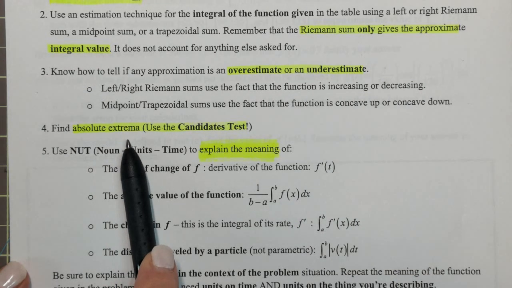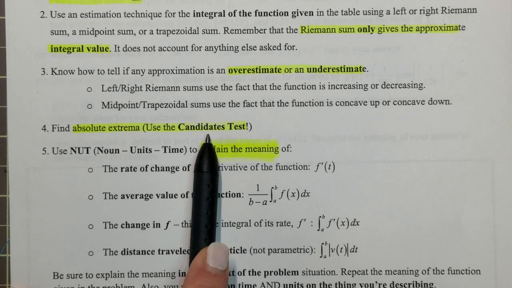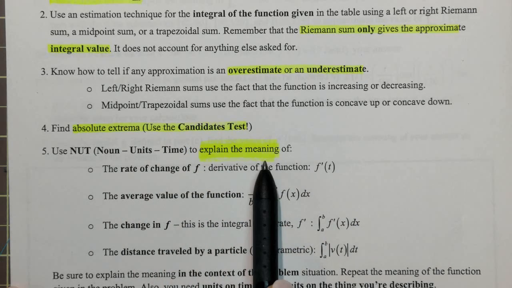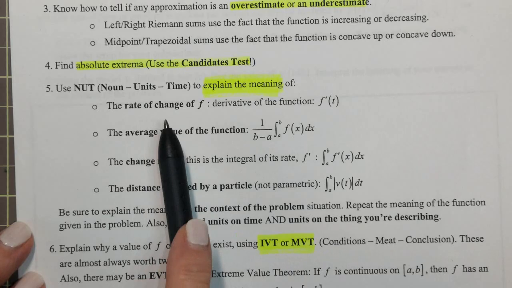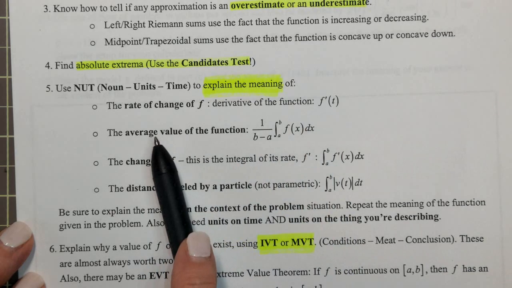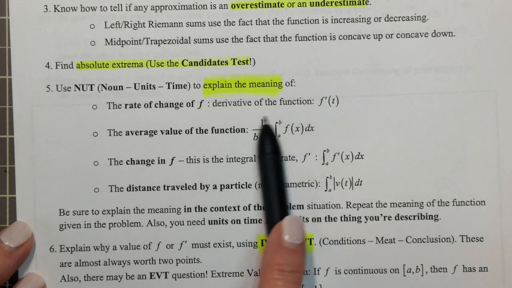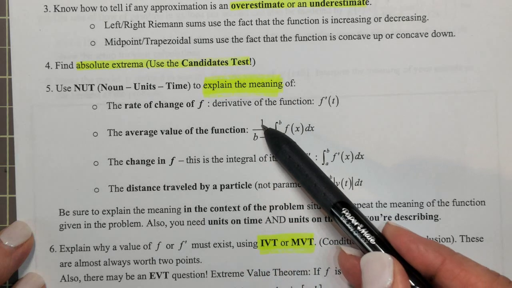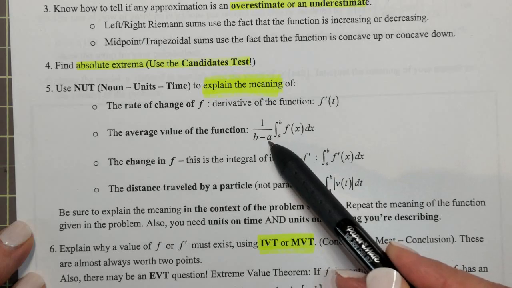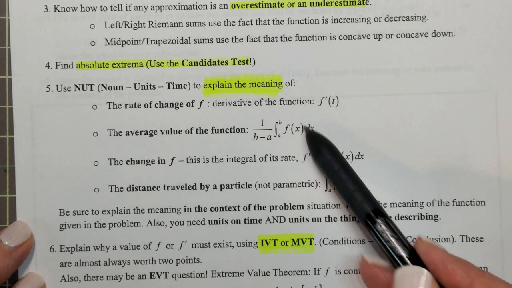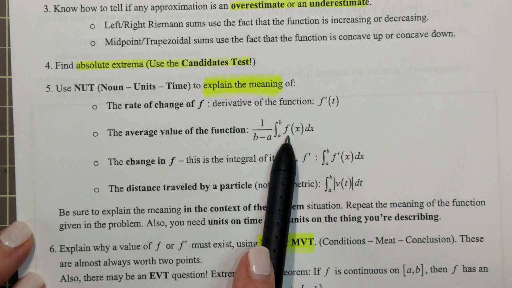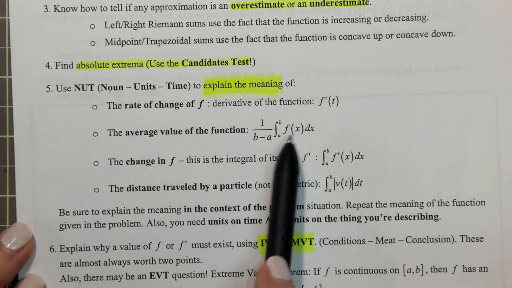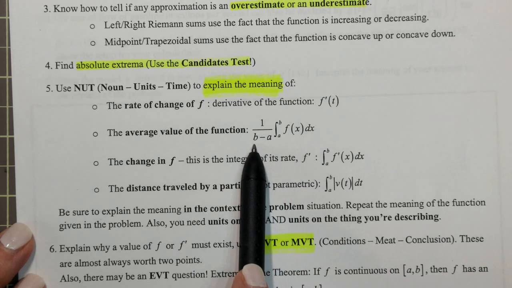Absolute extrema, again, that's been in almost every one of these topics so far. Use a candidate's test for those. Explaining the meaning. We've talked about this quite extensively. Be able to explain the meaning of a derivative. Be able to explain the meaning of this expression. Remember that when you have 1 over b minus a, integral a to b of the function, that is the average value of that function. That's the average value of f from x equals a to x equals b.